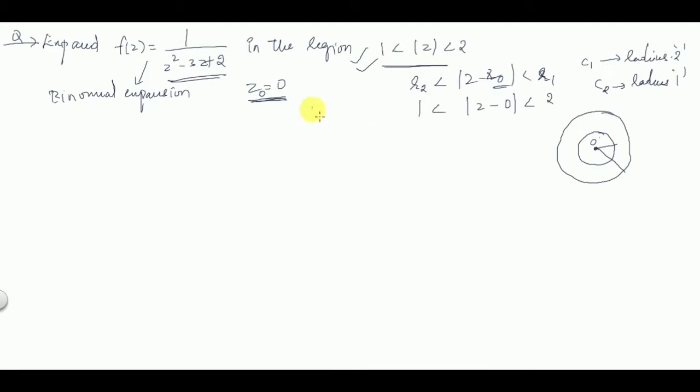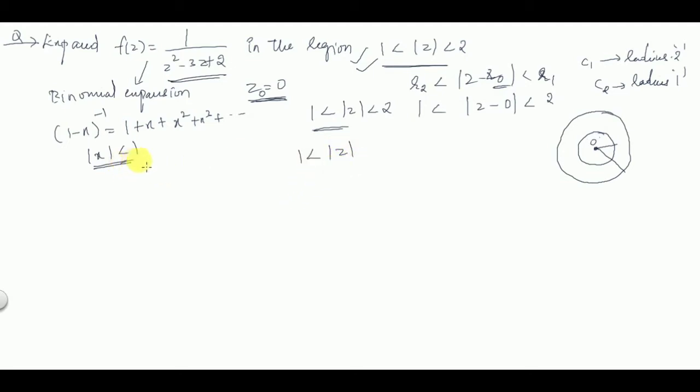Now the region of convergence given is 1 less than |z| less than 2. We know that when expanding in binomial form, 1/(1 - x) is 1 plus x plus x squared plus x cubed and so on. That is okay, but the condition here is |x| less than 1. So this condition has to be satisfied by both the circles. I am taking the first circle condition, 1 less than |z|.